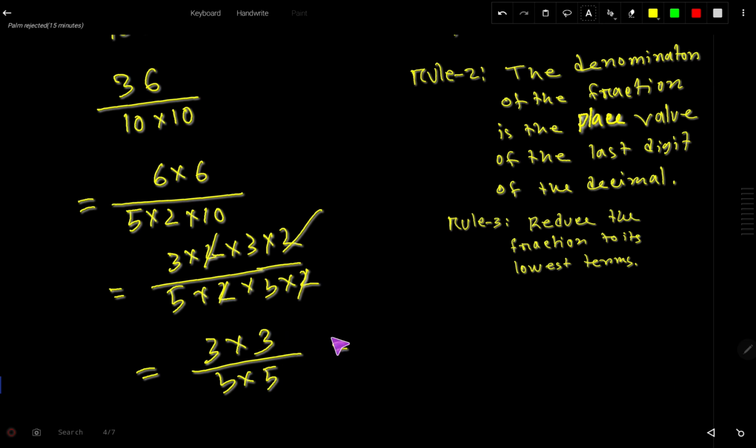That we have nothing to do. 3 times 3 is 9 and 5 times 5 is 25. So here 9/25 is the answer. That is, this is the reduced answer to its lowest term. So this is the way to convert a decimal to a fraction.